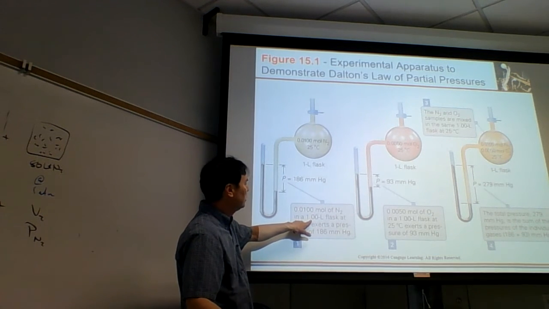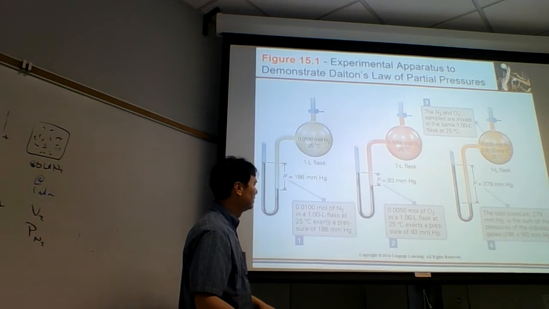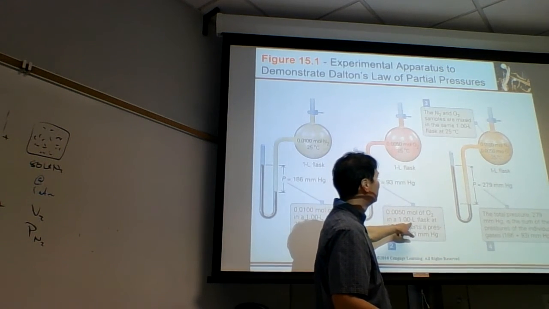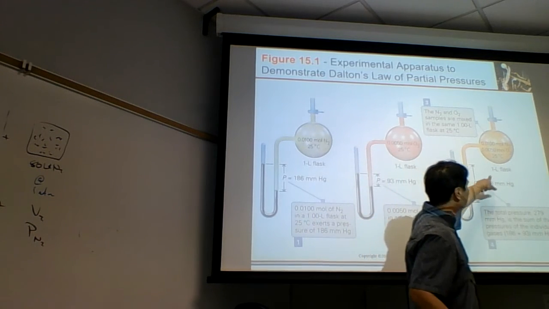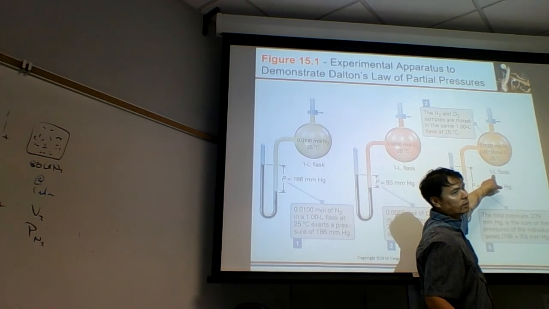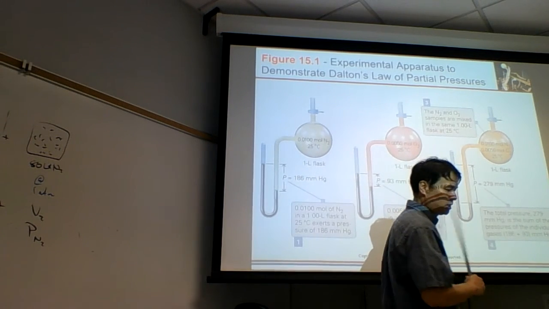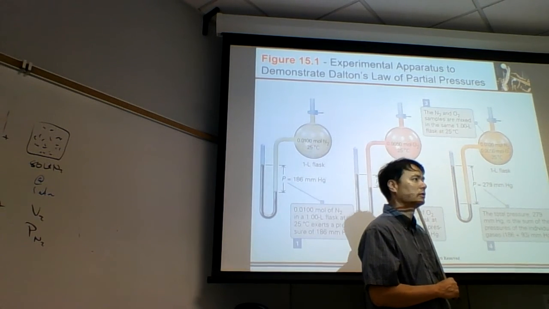They're all the same. 1 liter flask. This one is a 1 liter flask. This one is a 1 liter flask. They screwed this up because the volume's got to be exactly the same. The volumes have changed here. Do you see the volumes changed?